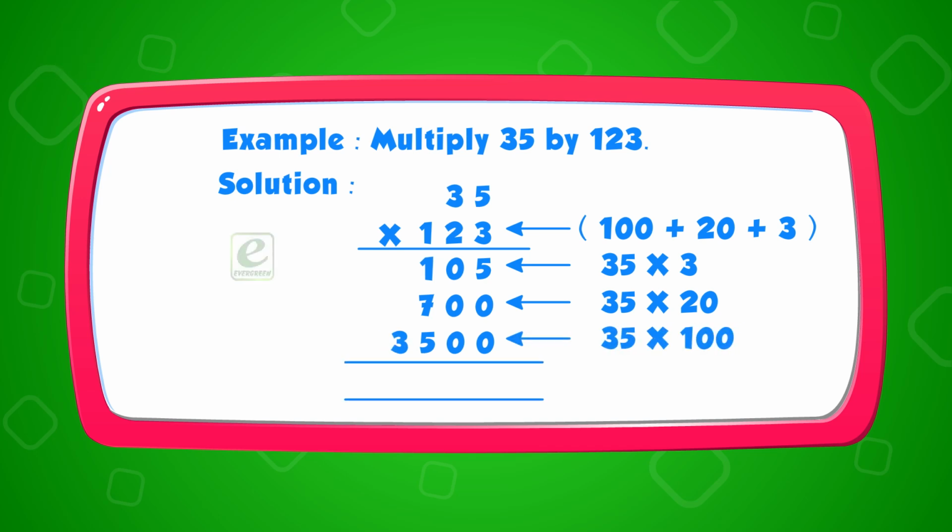Now we will add 105, 700 and 3500, which is equal to 4305.